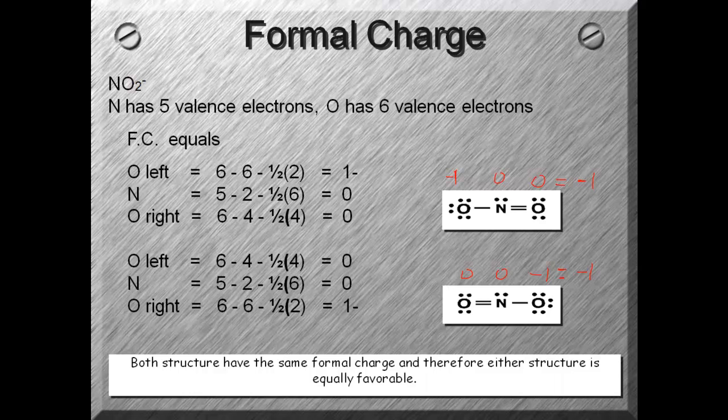So both structures have the same formal charge, and therefore either structure is equally favorable. In the next lecture, we'll talk about what this is called when you can write two structures like this. We'll define what this is.